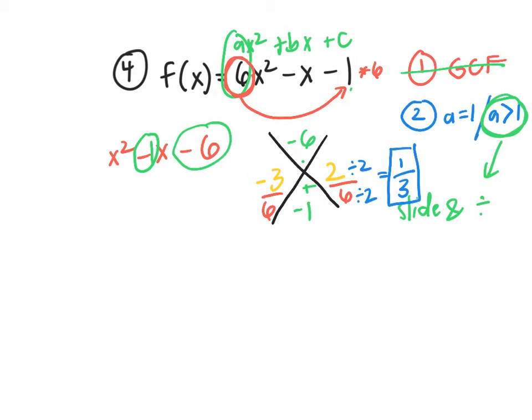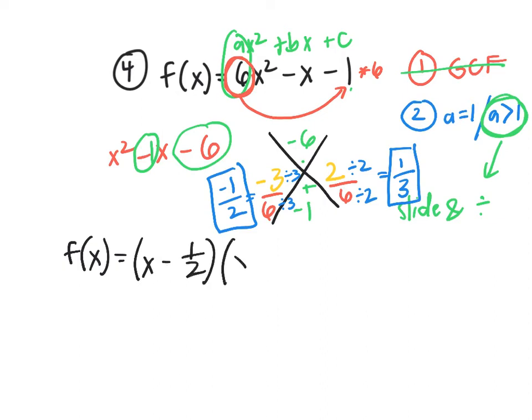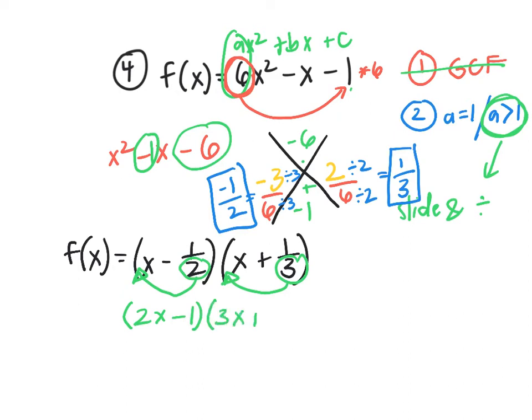On the other side, we have -3 over 6. I know I can divide both of those by 3. And when I do that, I get -1 over 2. So this is going to be my second factor. Again, I'm going to rewrite my original problem now. So we have f of x equals x minus 1 over 2 and x plus 1 over 3. Again, we have to undo our sliding, so we're going to take the 2 and put it out in front of the x. We'll take the 3 and we'll put it out in front of the x. We're left with 2x minus 1 times 3x plus 1.